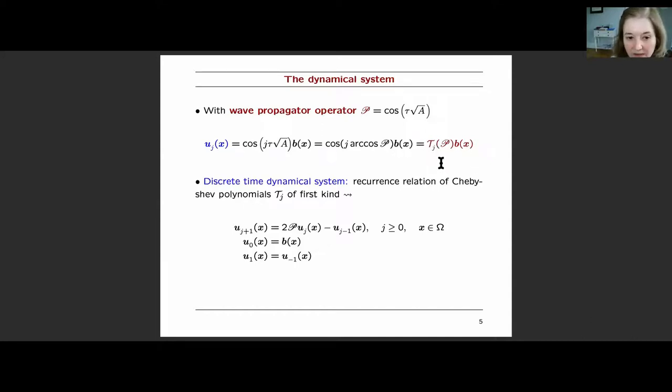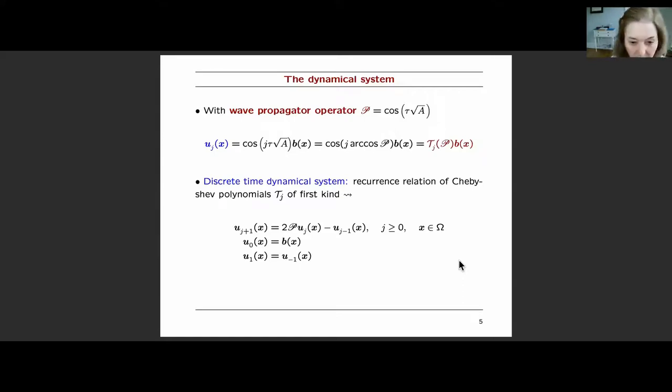Now, once we have this, then we can write the dynamical system, which is simply given by the recurrence relation of the Chebyshev polynomials. And these are just like the trigonometric identities for the cosine. So this is the dynamical system, which describes the wave propagation as we observe it at time sample tau. Okay, so this is the dynamical system. If we knew this dynamical system, we would know everything there is to know about the wave.